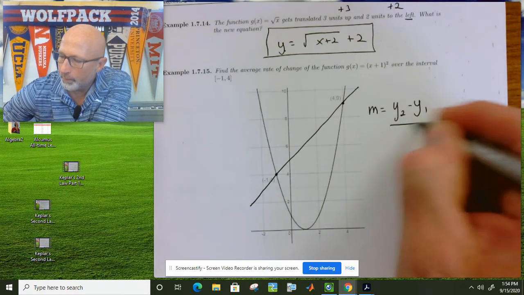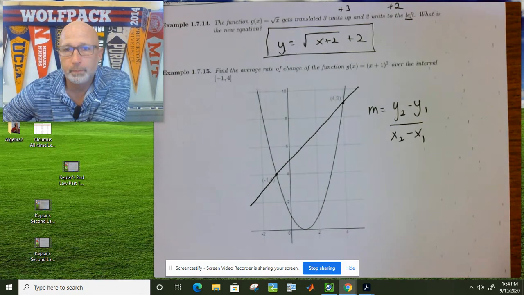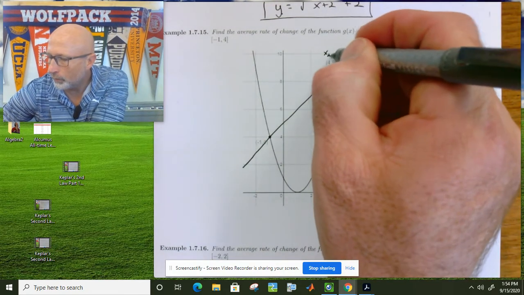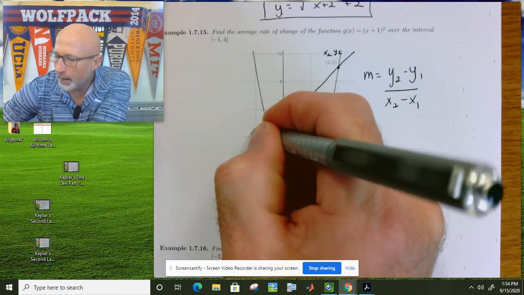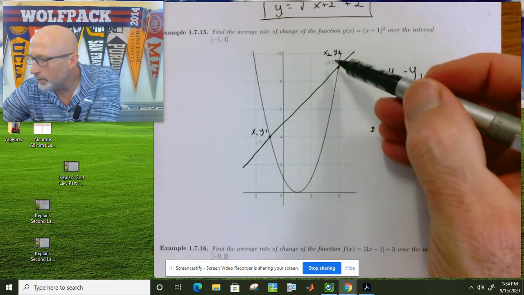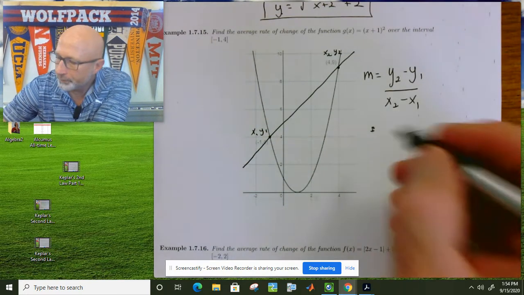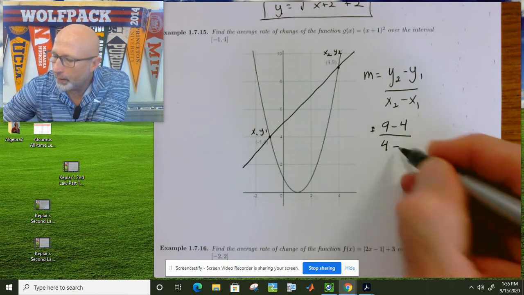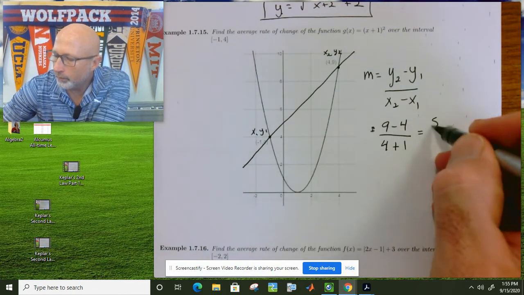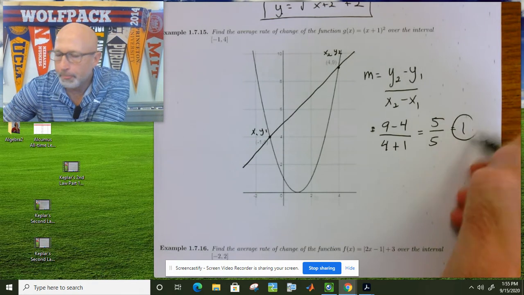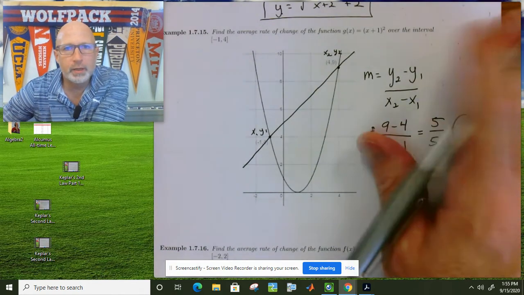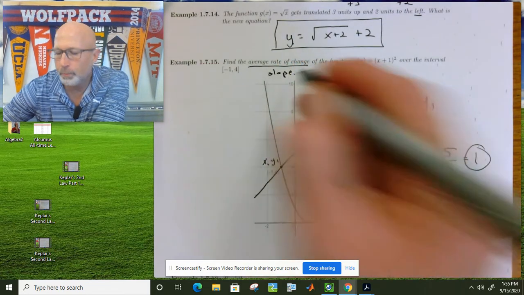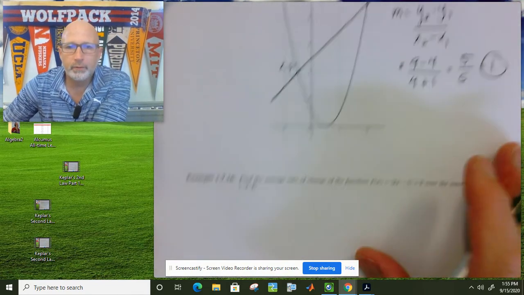m is equal to y2 minus y1 all over x2 minus x1. So in this case, I'm going to make this my x2, y2, and this is my x1, y1. So I have 9 minus 4 all over 4 minus -1, so plus 1. So 5 over 5, which gives me 1. Okay, so average rate of change, that means just find the slope between the 2 points.